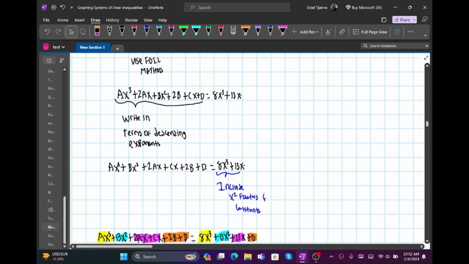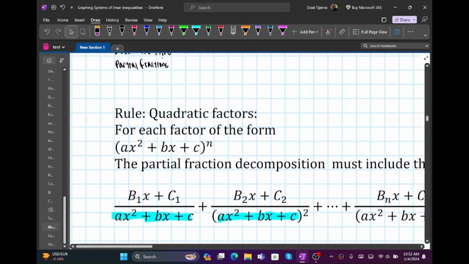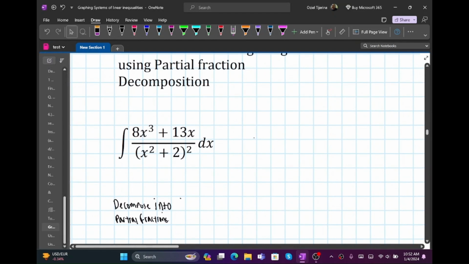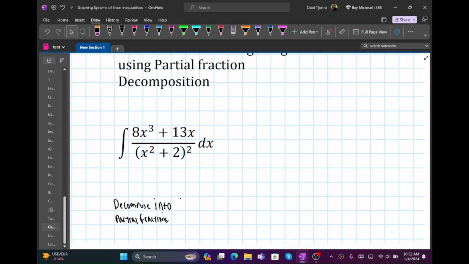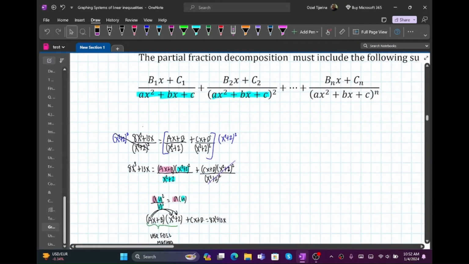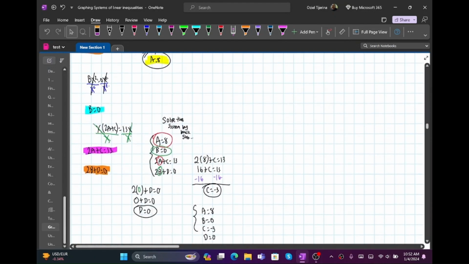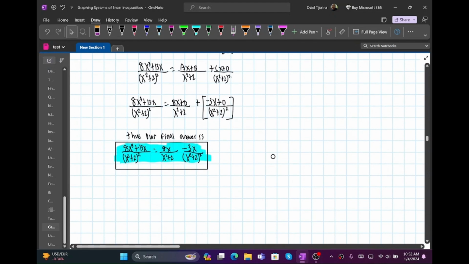In the previous video, I did the partial fraction decomposition for the following integral. We hadn't gotten into integrating yet. I just did the algebra portion, where I split it up into different fractions using partial fraction decomposition.